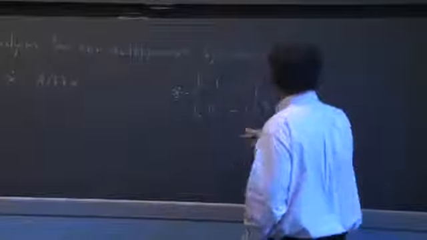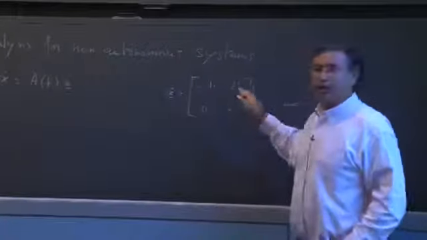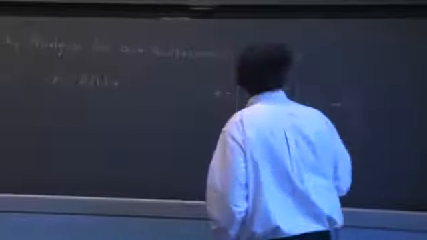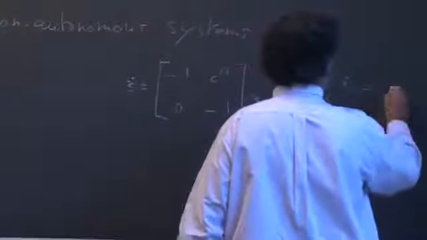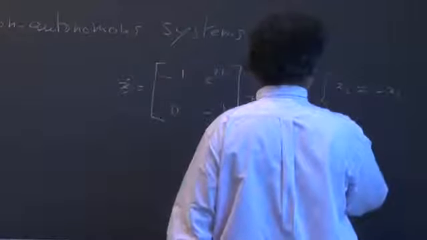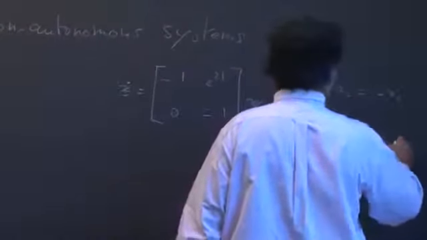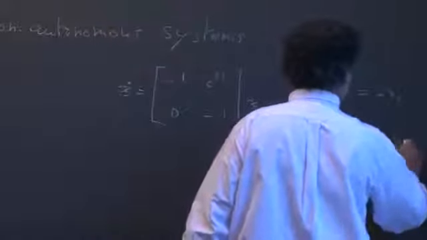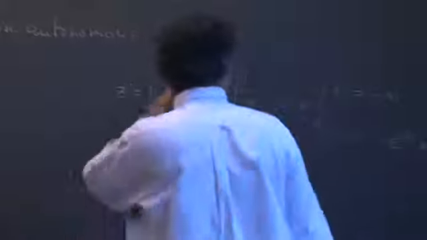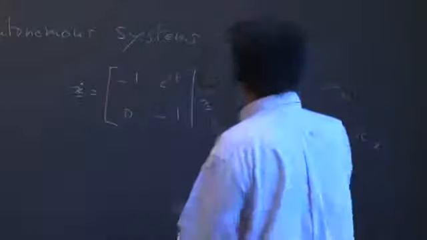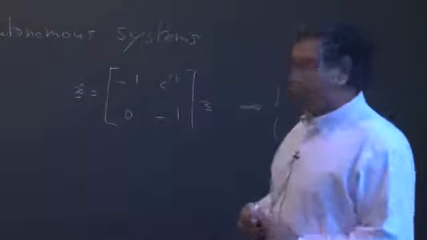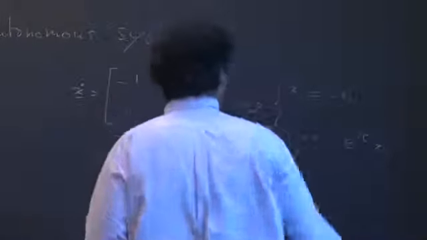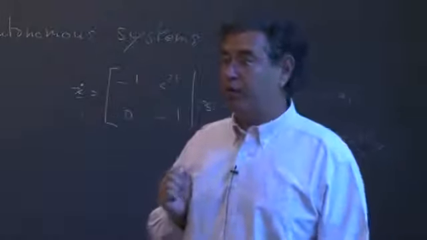The second equation is x2 dot equal to minus x2. And the first equation tells you that x1 dot plus x1 is equal to e to the 2t times x2. So I've just rewritten these two equations. The second one: x2 dot equal minus x2. The first one: x1 dot equal minus x1 plus e to the 2t x2. Now I can solve the second equation, x2 dot equal minus x2.